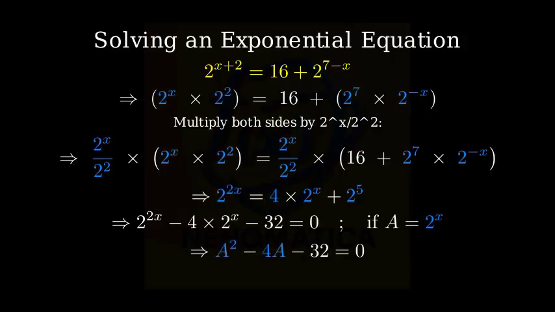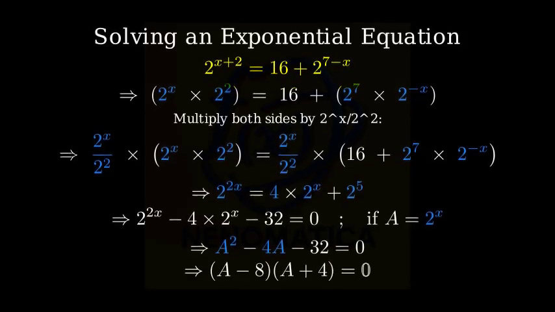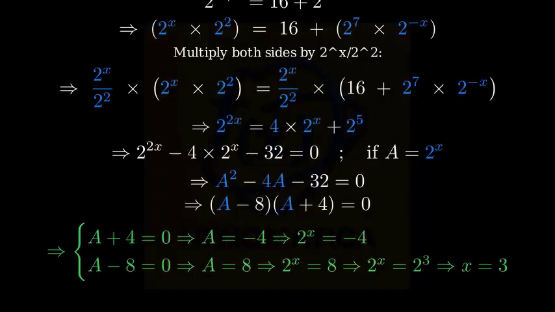After substituting, our equation becomes a squared minus 4a minus 32 equals 0. We can factor this quadratic equation. It becomes (a minus 8) times (a plus 4) equals 0. By the zero product property, either a plus 4 equals 0 or a minus 8 equals 0. This gives us two possible values: a equals negative 4 or a equals 8.